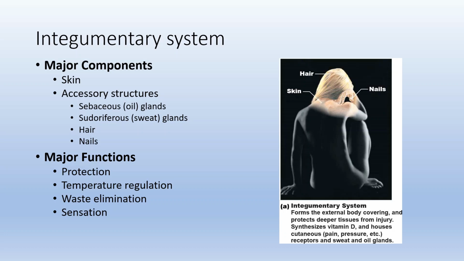The integumentary system functions to protect the body, usually from the external environment. It is able to regulate temperature by producing sweat to cool the body, or to initiate muscle contraction or shivering to increase body temperature. The integumentary system is also responsible for eliminating waste, such as sweat. And then lastly, it functions in sensation.